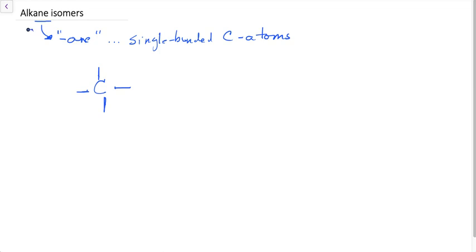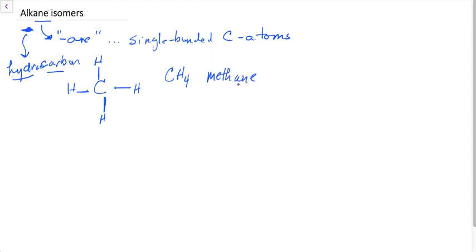And when we talk about alkane isomers, an alkane molecule is basically a hydrocarbon, and a hydrocarbon is basically just made up of hydrogen and carbon atoms. So the simplest alkane molecule would be one with one carbon atom with 4 hydrogen atoms combined. Compound formula would be CH4, and we would call this methane.